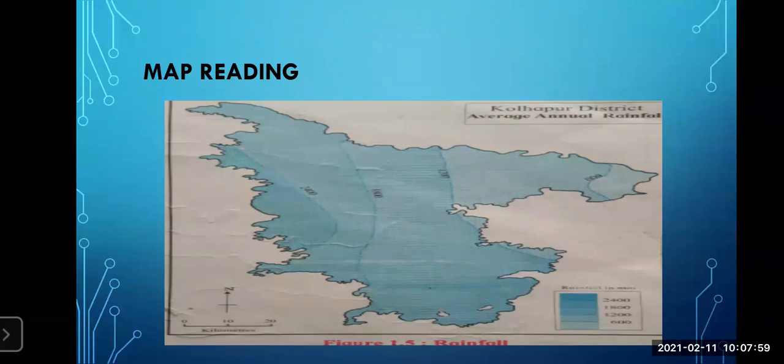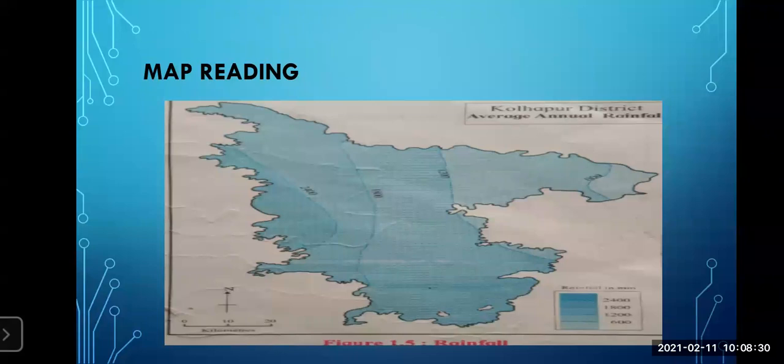Now here the scale is also given over here. The scale is 10 and 20 over here. Then the tint is also given, which shows the different variables. Now, once you know the directions, you will be able to answer the questions which are asked over here. These questions are also there in your textbook.